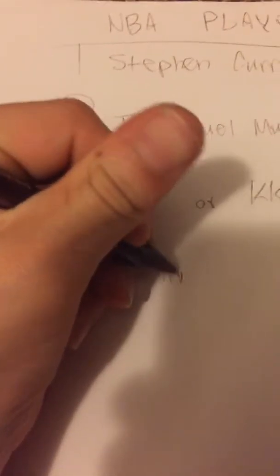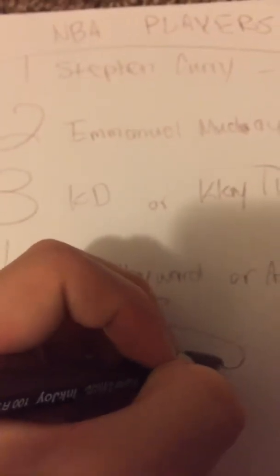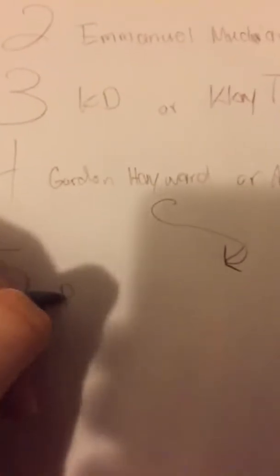Then here at four, I got Gordon Hayward or Gordon Hayward or Andre Iguodala. I actually like Iguodala more, so I'm gonna put Gordon Hayward down at five with Paul George.